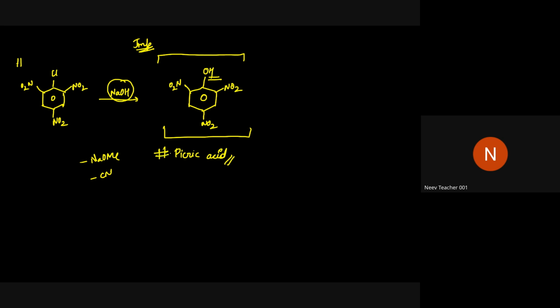At the ortho and para positions there should be nitro groups, and on this carbon the OH. It is called picric acid. It is a mild explosive. Is it clear?